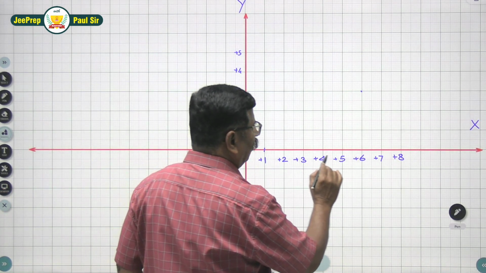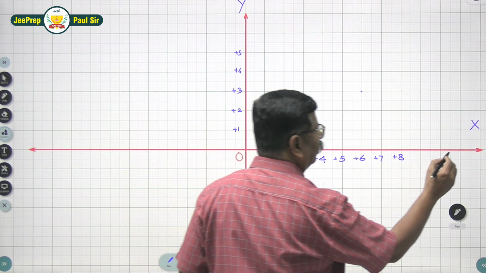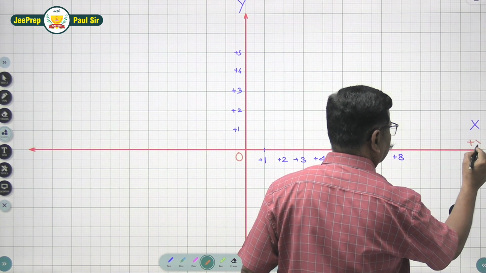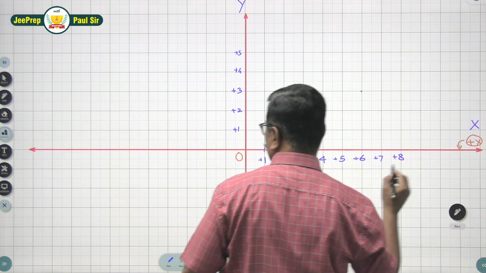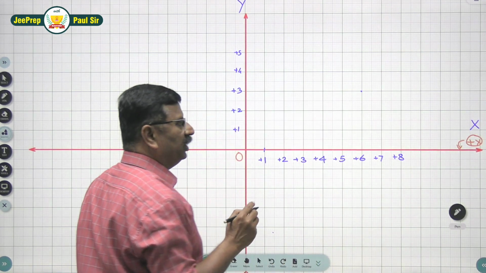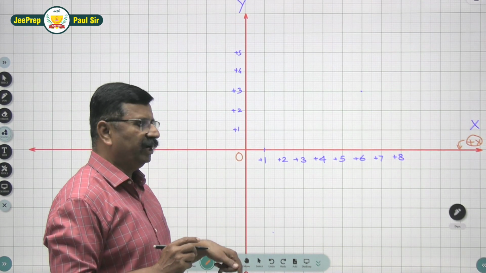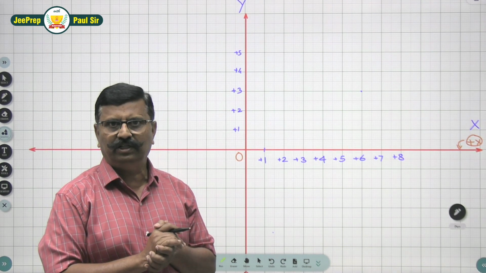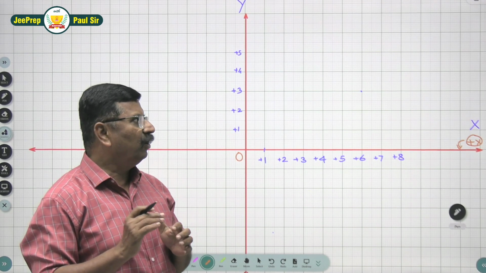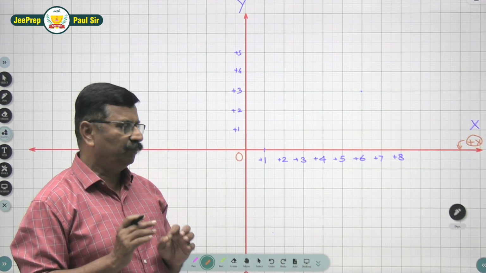On this side we have all positive numbers, so we call this the plus x-axis, while on this side we have all negative numbers, so that is the minus x-axis. This is the plus y-axis and this is the minus y-axis. This is what we studied in the previous video. Now we are going to study how to plot a point.